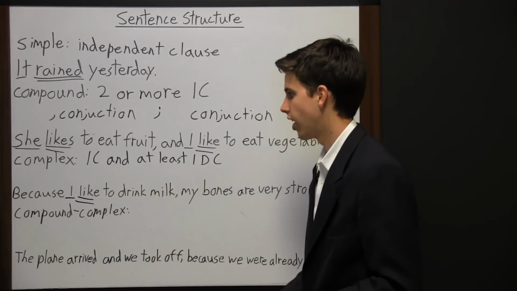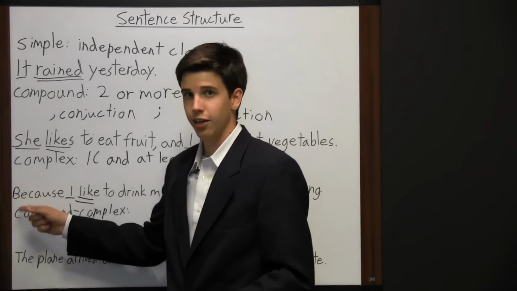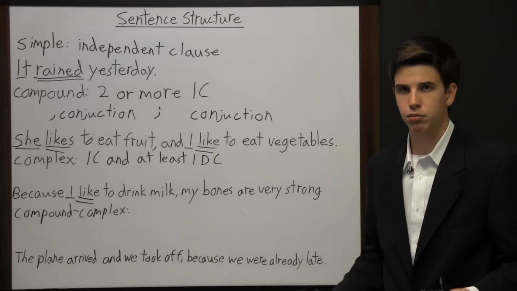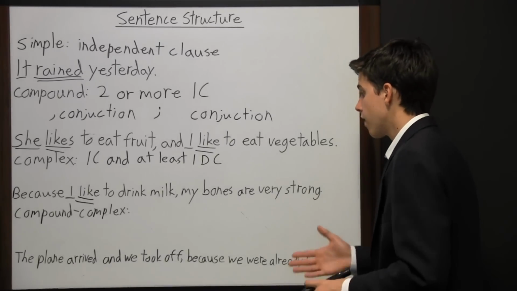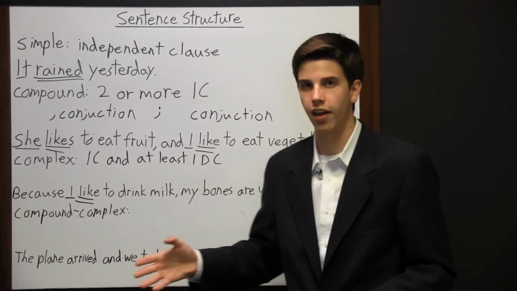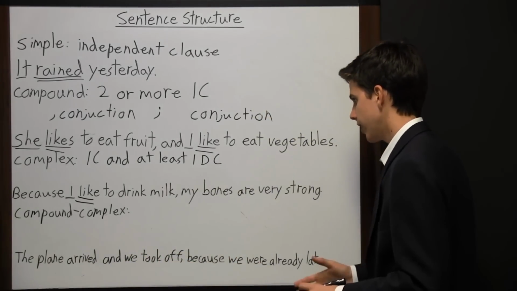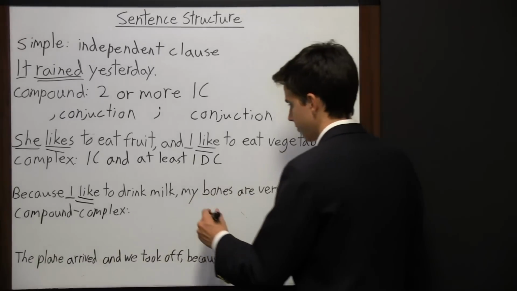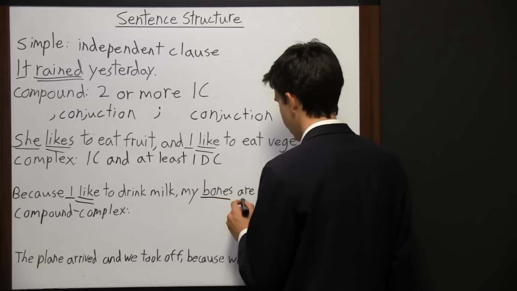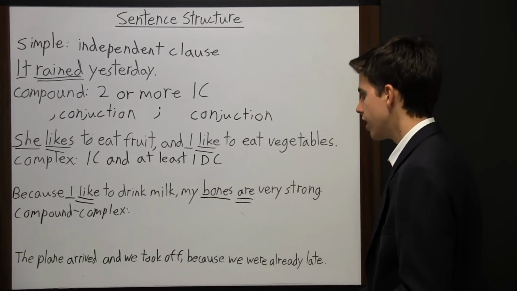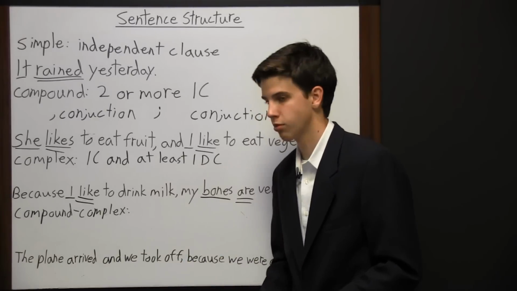This is a dependent clause because of this word right here, because. If you were to say, because I like to drink milk, that wouldn't be a complete sentence. You need something else to finish it out. That's why we call this a dependent clause, because it's dependent on another clause to be complete. Now here, on the other side of this comma, we have an independent clause. Here we have a subject, bones, and a verb, are. So my bones are very strong can stand alone. It's joined together with this dependent clause with a comma.